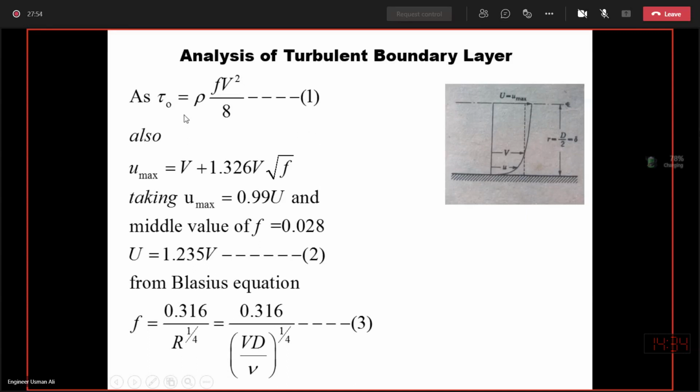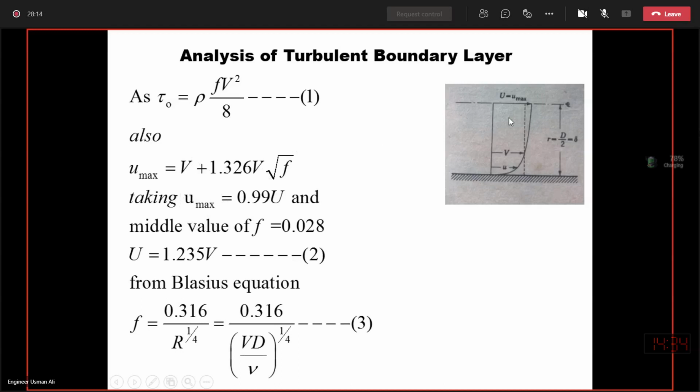So we know that tau is equal to rho f V square over 8, and we also know this relation, which, as I mentioned, we will derive, and which is valid for turbulent flow: the center line velocity u maximum is equal to V plus 1.236 V root f. V is the average velocity.